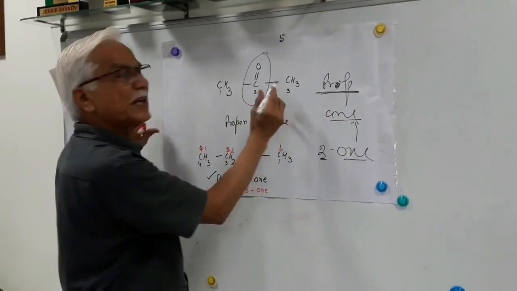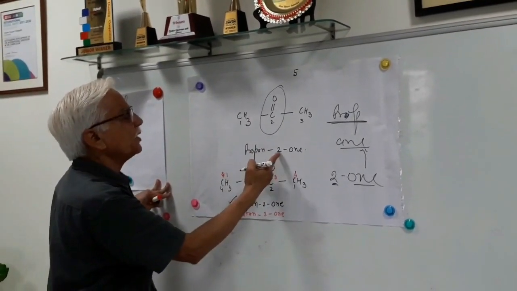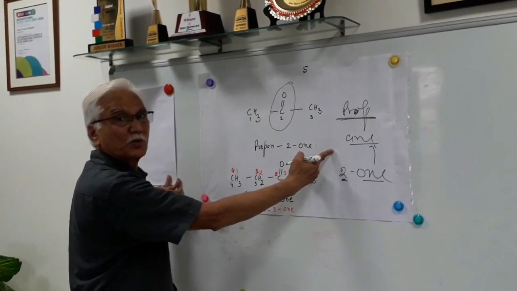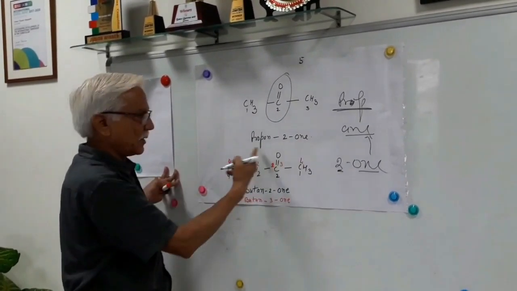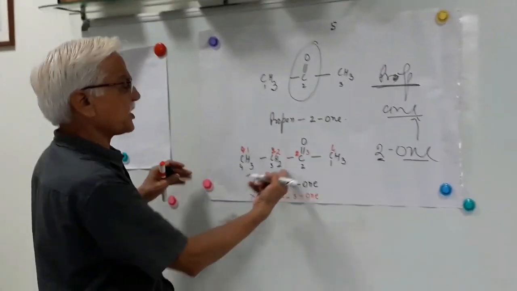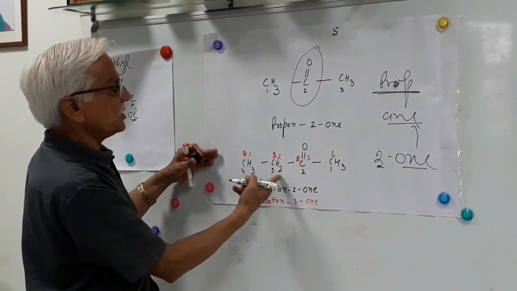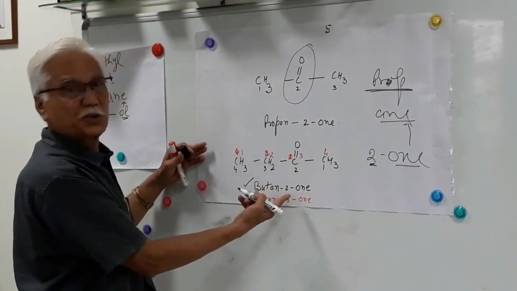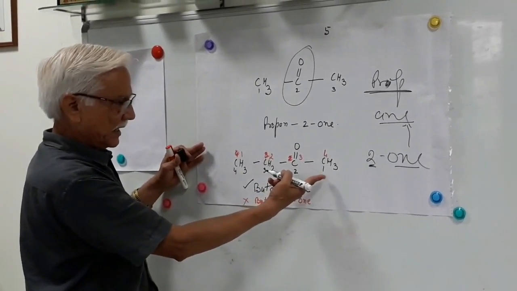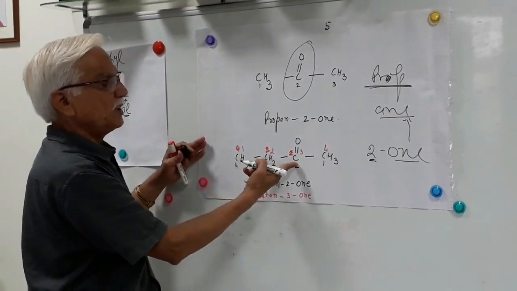1, 2, 3, anyway you go. So its name will be propan-2-one. We are adopting this method, so we will go with this method. Now say this structure. It is 1, 2, 3 and 4. CH3, CH2, C double bond O. Again a ketone. Numbering will be done like 1, 2, 3 and 4 or 1, 2, 3 and 4.